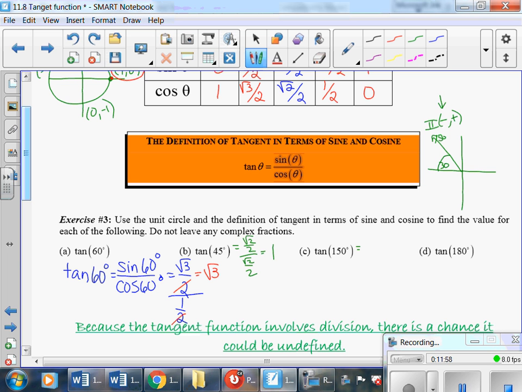cosine is negative, sine is positive. So it's going to be the sine of 30 over the negative cosine of 30 because of that reference angle. The sine of 30, I told you always remember that one, is 1/2, over negative radical 3 over 2. So this becomes negative 1 over radical 3, which we really should rationalize to negative radical 3 over 3.